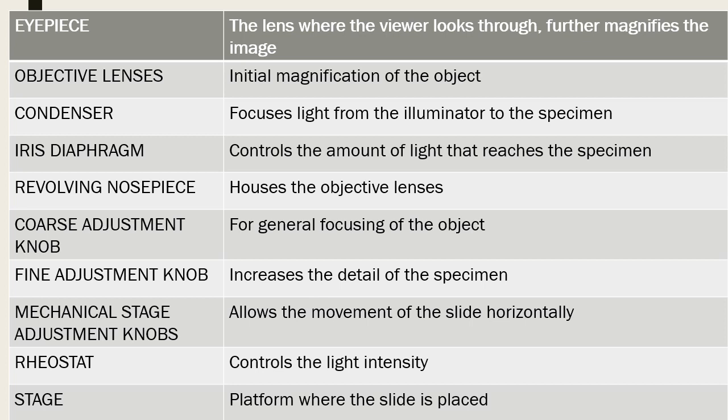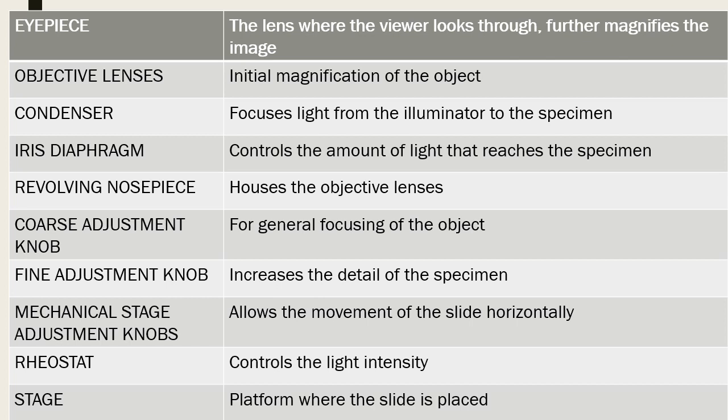Okay, and then you have your coarse adjustment knob and your fine adjustment knob. Your coarse adjustment knob is utilized in general focusing of the object. And so the coarse adjustment knob is used for general focusing of the object, usually when you are using your low power objective. Okay, and so when you are using your low power objective, the coarse adjustment knob is used.